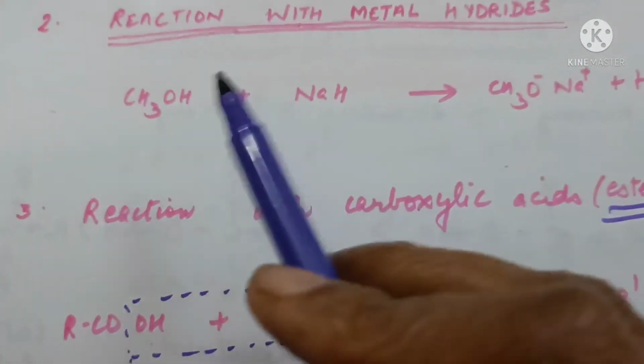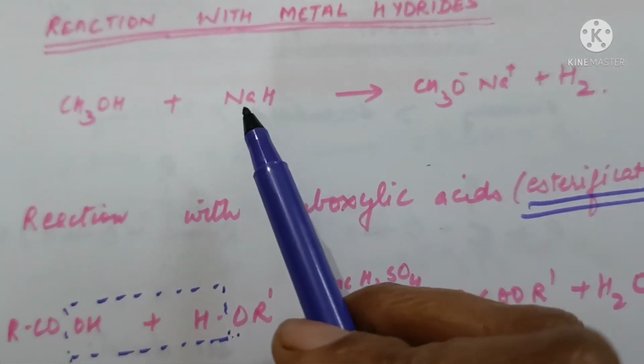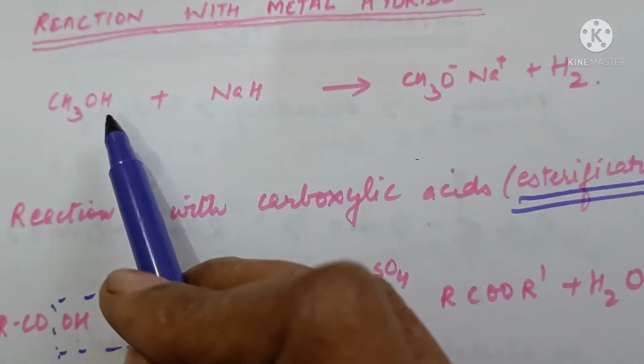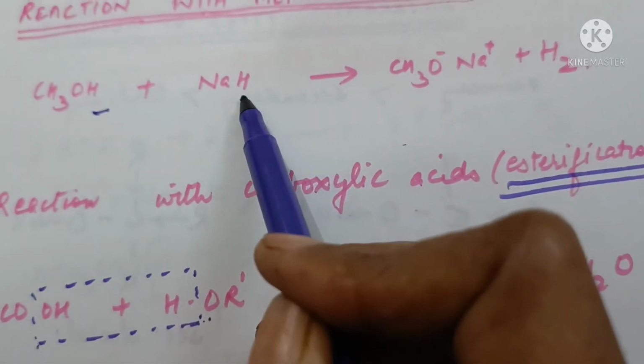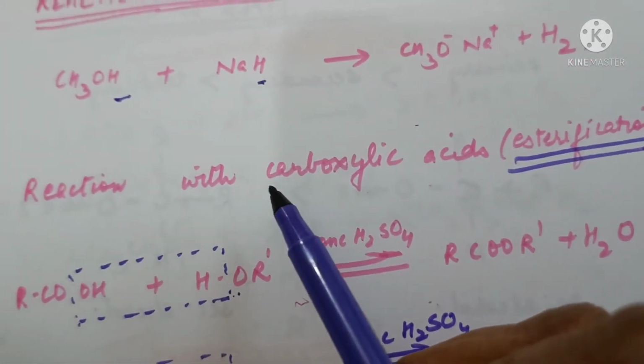Reaction with metal hydrides. So alcohol will give a proton and react with sodium. So this H and this H will combine to form hydrogen and sodium alkoxide is formed.